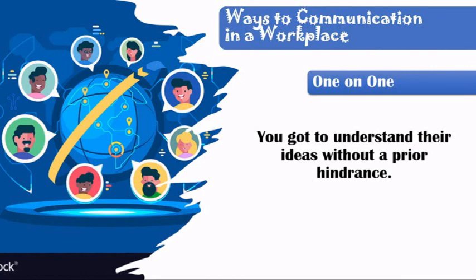So again, it may be for topics that are sensitive or confidential and not meant for a group meeting. In here, you can also be very transparent. You can be very open and even vulnerable if it calls for you to do so. All right, so that's it for one-on-one.